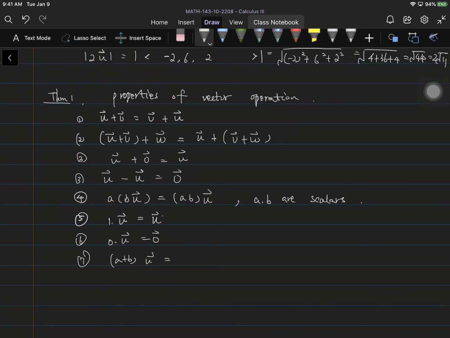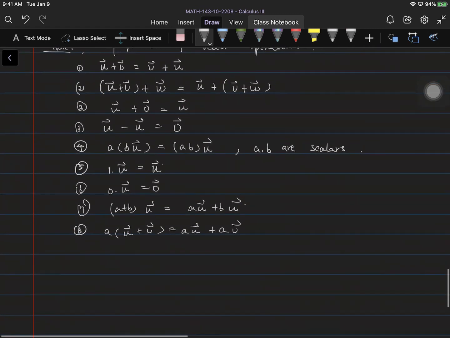We can distribute the vector, so it's au plus bu. Number 8, a times u plus v equals au plus av. Okay, those are the properties. Now let's take a look at another definition. In this section, we do have a lot of definitions because this is like an introduction section.